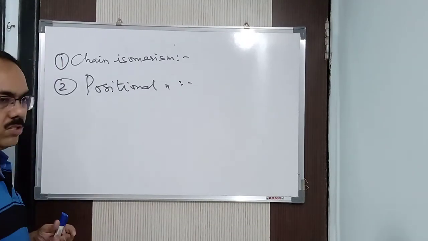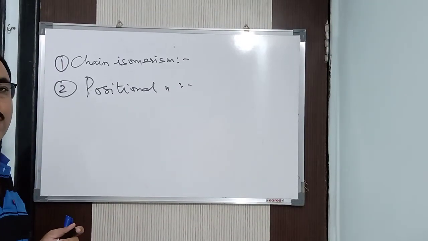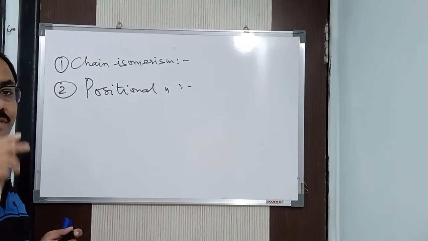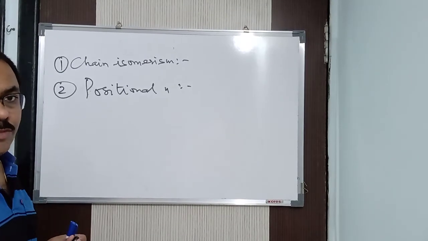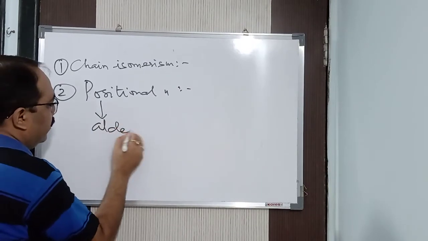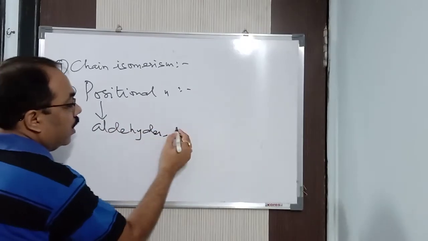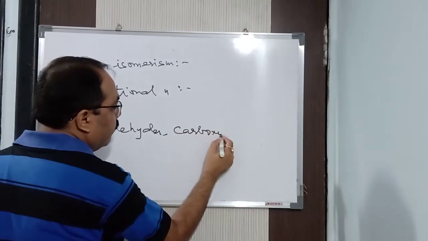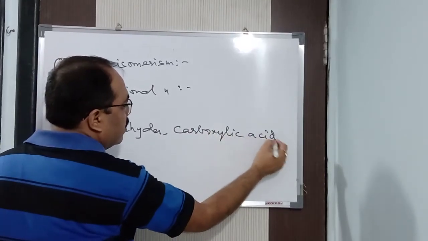Now positional isomerism. There are certain compounds which do not show positional isomerism. I mean there are certain functional groups you need to remember which do not show positional isomerism. What are those? Aldehydes, then carboxylic acids, and their derivatives.